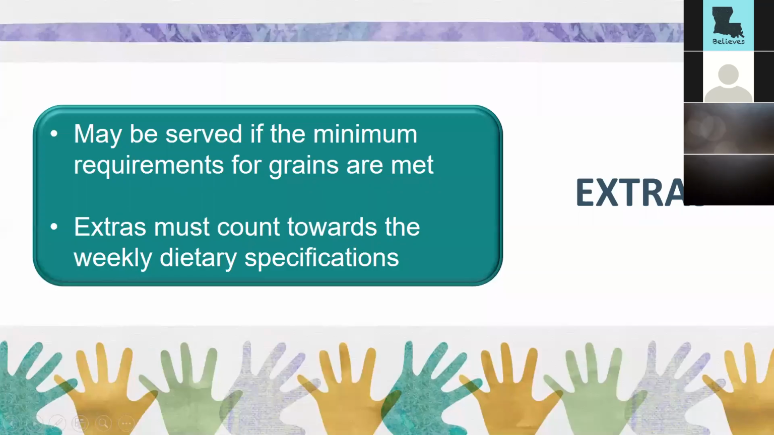Schools may serve non-creditable grains as part of a reimbursable meal once the minimum requirements for grains are met. The example that I always use is grits. Not one kid in Louisiana is going to eat whole grain grits, but a lot of schools like to put grits on the menu. So you can use it as an extra, but you have to remember that you have to count it towards the weekly dietary specifications. You can add it as an extra and not have it count towards your grain, but it has to meet the dietary specifications.